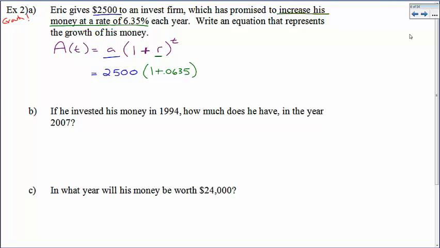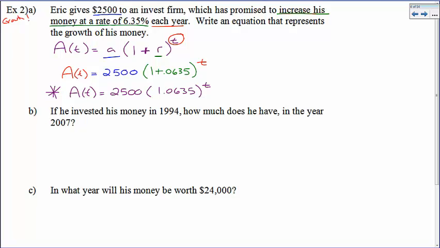And once again, we know that t is in years. However, we're not asked to solve, merely to model. So we're going to leave a of t and the variable t alone within the situation. Once we have simplified our growth factor, we should be left with a generalized function for this situation that will let us solve for more specific parameters in part B and C.